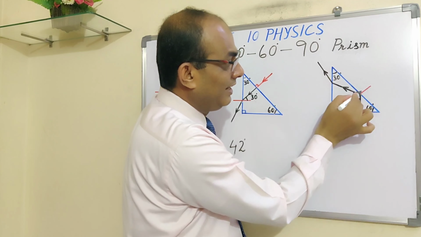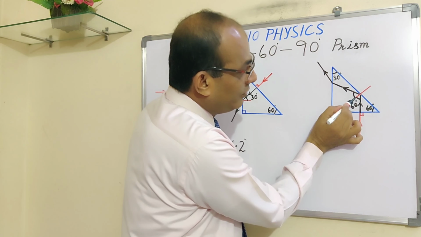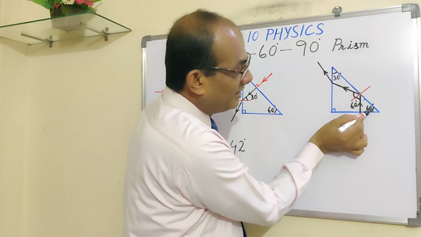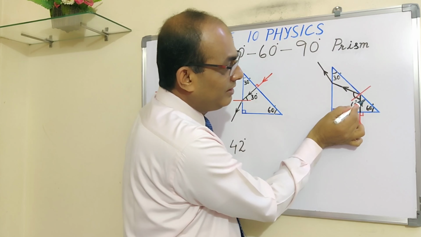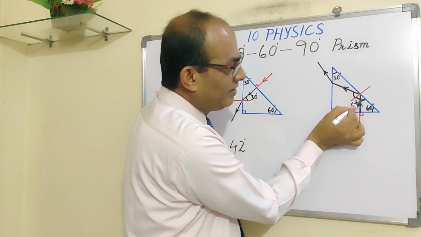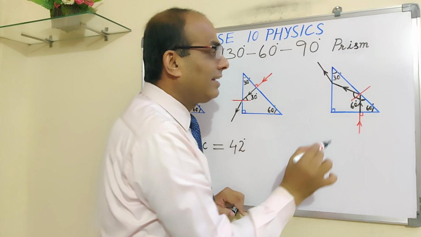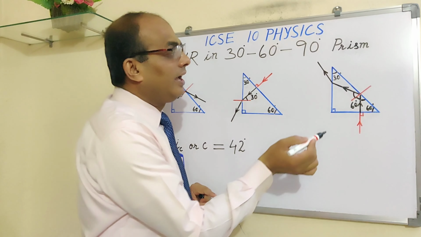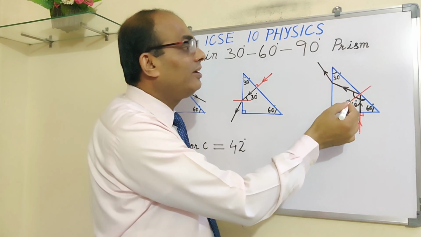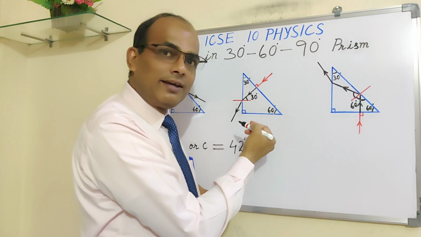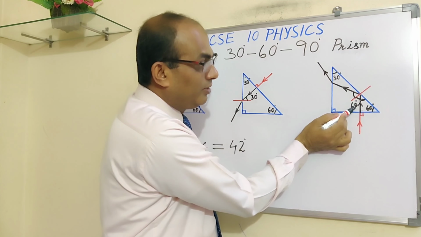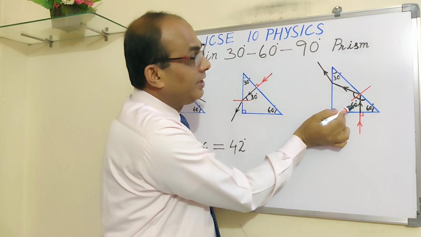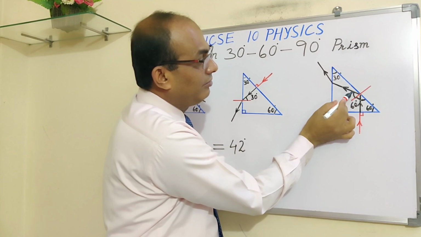The red line is normal. If this is normal, then this total will be 90. This is 60, this is 30, this is 90, so this angle will be 30. If this is 30, then this will be 60. That means in our case, the angle of incidence is 60 degrees. 60 means more than the critical angle, so TIR will take place. That means the ray of light will be totally internally reflected back in the same denser medium. If angle of incidence I is 60 degrees, the angle of reflection will also be 60 degrees. So this is 60, this is 60, and the ray of light is suffering TIR.